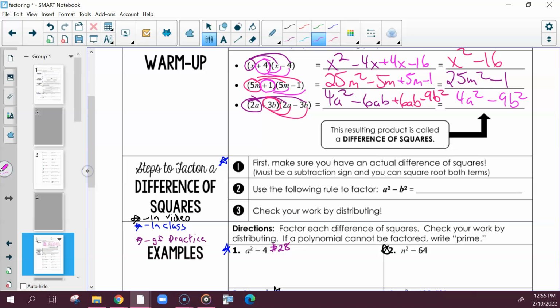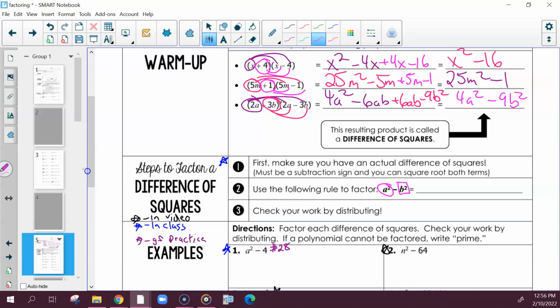So that means, one, we're subtracting. It has to be subtracting, otherwise it's not a difference of squares. Two, whatever the first term is has to be a perfect square number or a perfect square variable. A times a equals a squared, that would be a perfect square variable. And then your perfect square numbers: 1, 4, 9, 16, 25, 36, 49, 81, 100, and continue. And they both have to be like that, the first term and the second term.